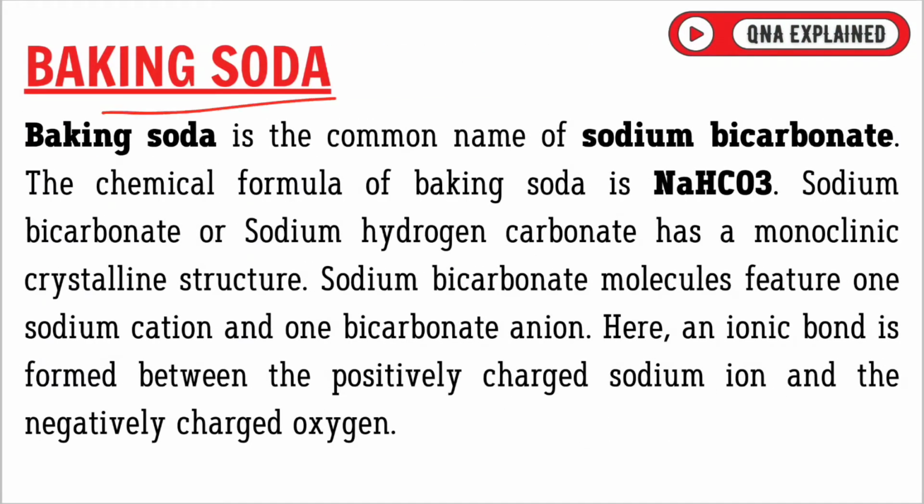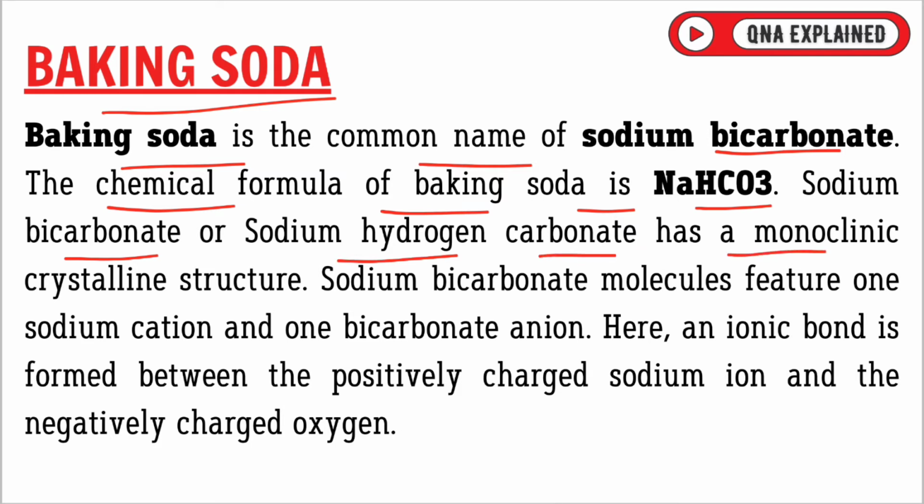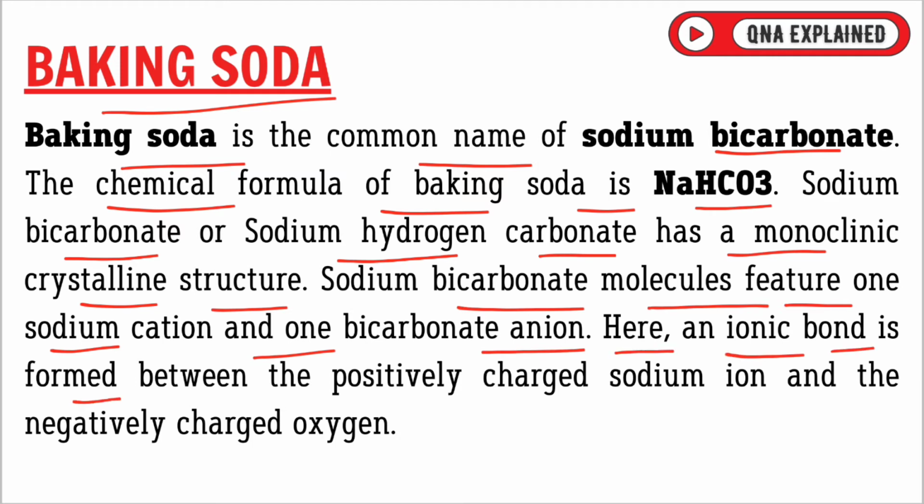Baking soda. Baking soda is the common name of sodium bicarbonate. The chemical formula of baking soda is NaHCO3. Sodium bicarbonate or sodium hydrogen carbonate has a monoclinic crystalline structure. Sodium bicarbonate molecules feature one sodium cation and one bicarbonate anion. Here, one ionic bond is formed between the positively charged sodium ion and the negatively charged oxygen.